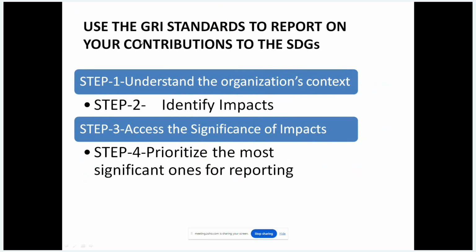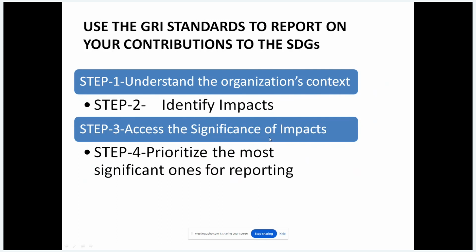So there is a GRI standard to report on your contribution to the SDGs, and it is a 4-step approach. Step 1 is understand the organization's context. Context is basically the location of the company, size of the company, activities of the company, and other things. Then step 2 would be to identify the impacts. What are the impacts: positive, negative, intended, unintended, or like that? There are different ones. That also we'll see.